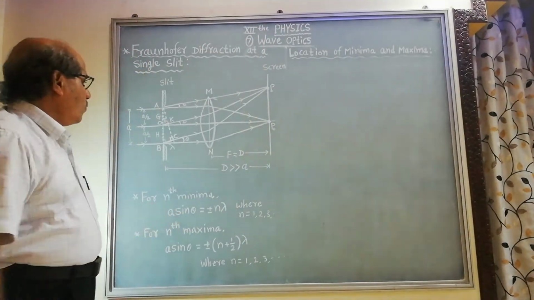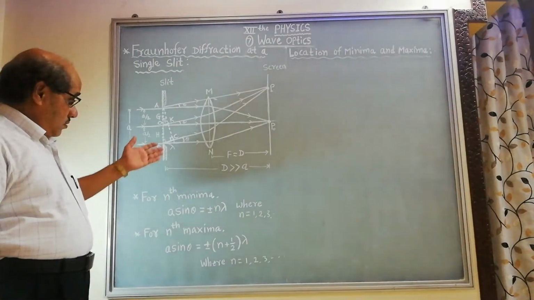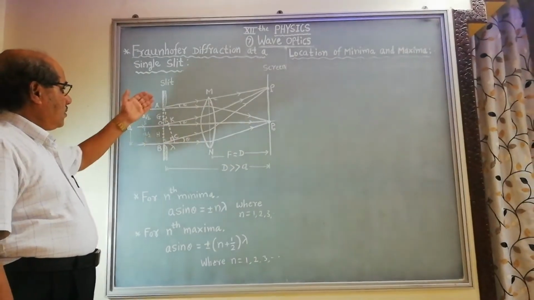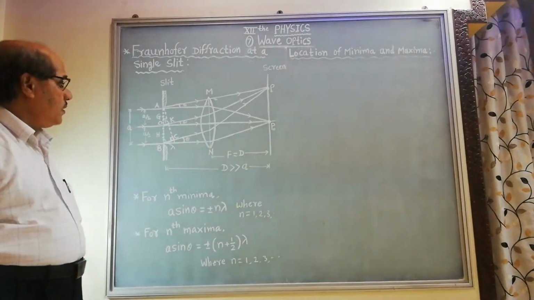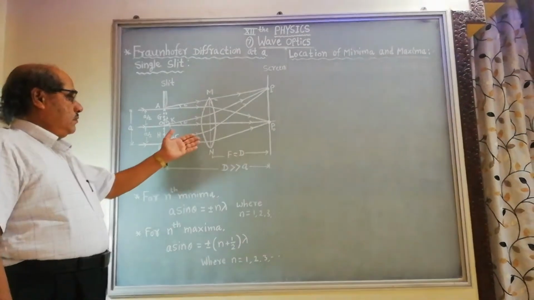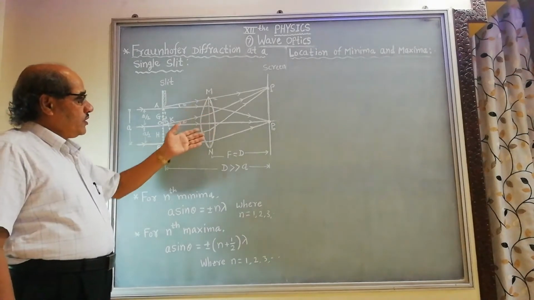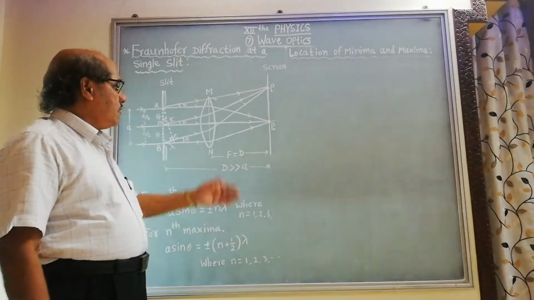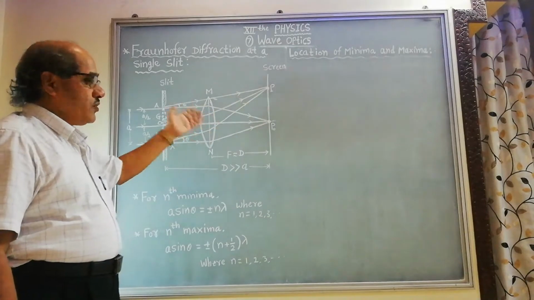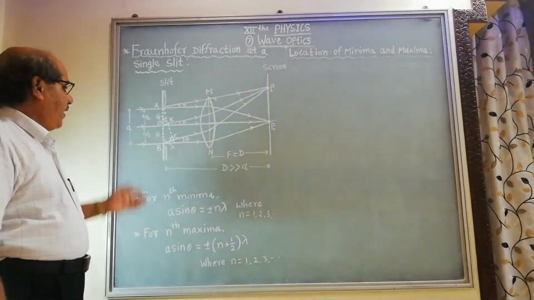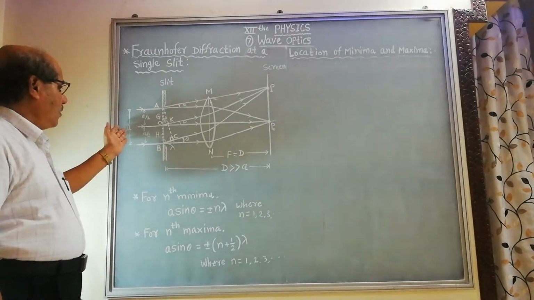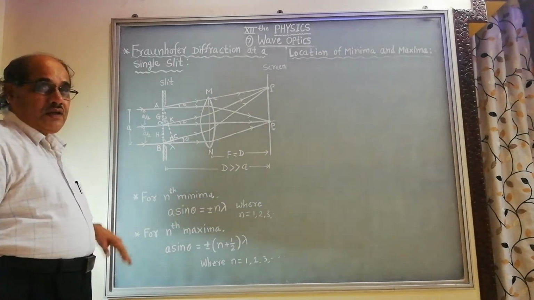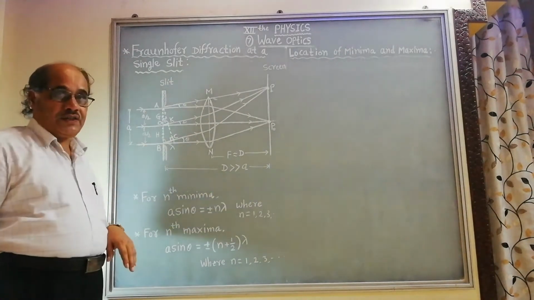So for that we have drawn this figure, and in this figure we have a narrow slit AB, then one converging lens, that is convex lens, and a screen is placed at the focus of this convex lens, and we have a monochromatic source of light or any source which is kept at an infinite distance.